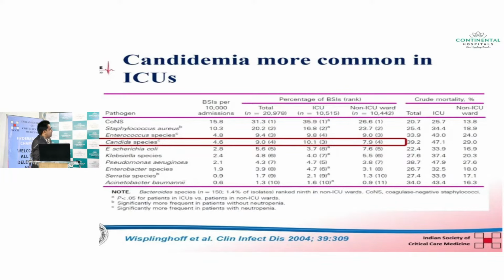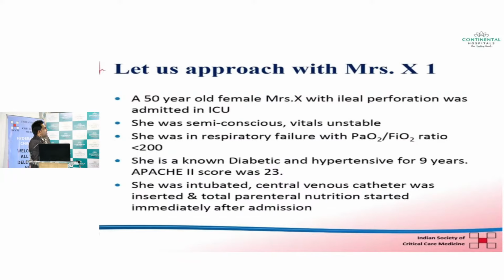As a practicing physician, we will approach a fungal infection through this prototype case. This is a 50-year-old female who is non-diabetic and hypertensive of 10 years duration. She presented with ileal perforation. At arrival, she is semi-conscious, her vitals are unstable, she is in respiratory failure, PF ratio is less than 200, and the APACHE score is way high, 23, and so she was intubated, CVC was secured, and TPN was started.